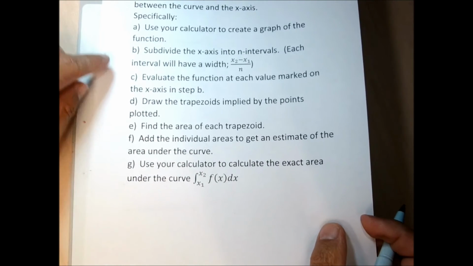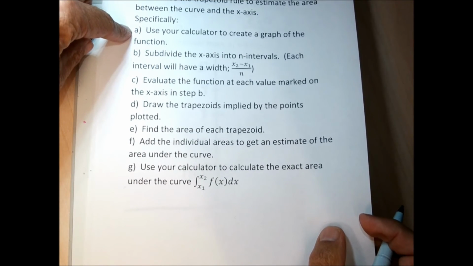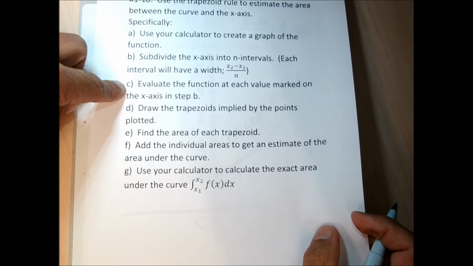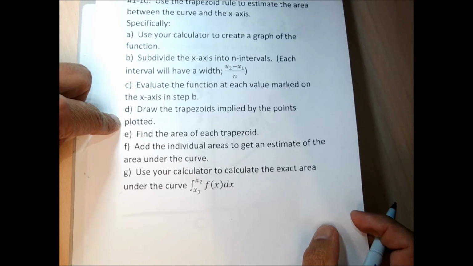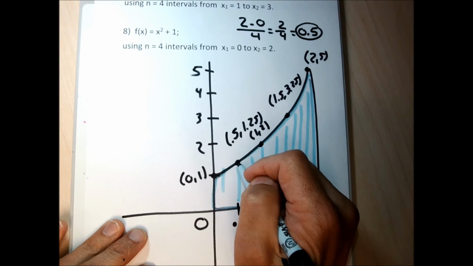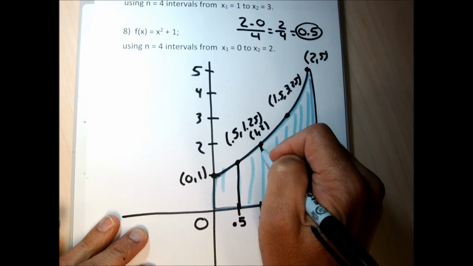That's the end of step C. So A, make a graph. B, put your numbers on the x-axis. C, find the y values of each point. D, draw the trapezoids. And then I have to go off my graph. So for part D, I'm making my trapezoids. So let me draw these lines in.